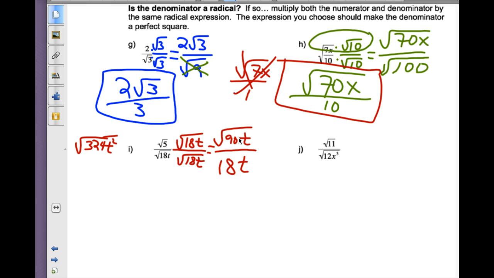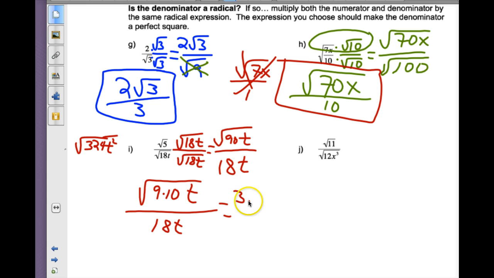Done. Now, we're not done. Because what do we have to do to the top, Sean? You have to do something to it. Simplify it. Sean, give me 2 numbers that multiply together that make 90. Well, one of them is from our list. 9 and 10. Very good. And then t, we're not going to be able to simplify the t because it's not being squared. And Sean, what's the square root of 9? That comes out radical 10t over 18t.